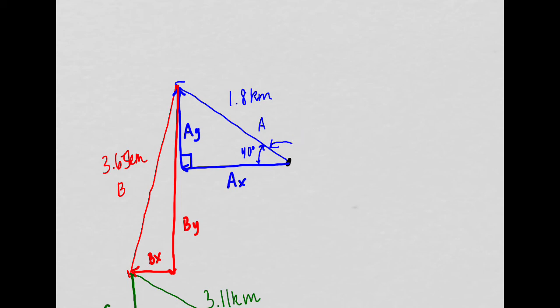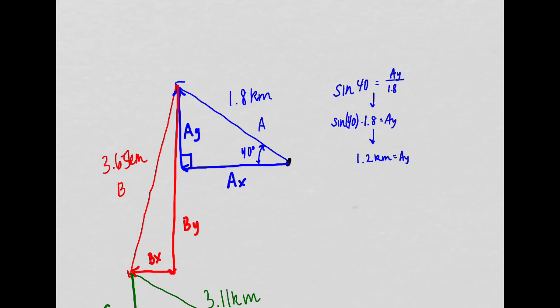We have a 40 degree angle. Now we can use the trigonometric method in order to solve for some of these two components. So we're going to use sine of 40 is equal to the opposite, which is Ay, over the hypotenuse, 1.8. When I rearrange all of that and plug it into the calculator, I find that Ay is equal to 1.2 kilometers.